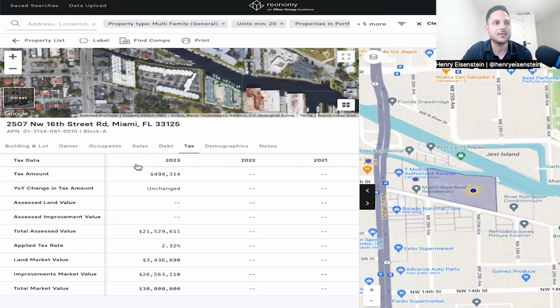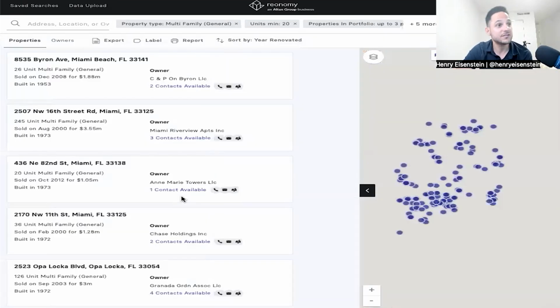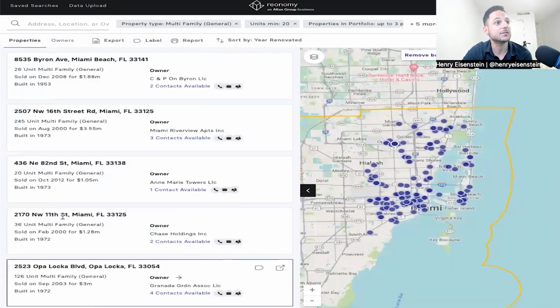So just be cognizant, this is in that lead list. There's also a bunch of really, really good stuff in here, right? Where, 20 units, 40 units, 60 units, 80 units, 90 units, 126 units, a lot of good stuff in here.